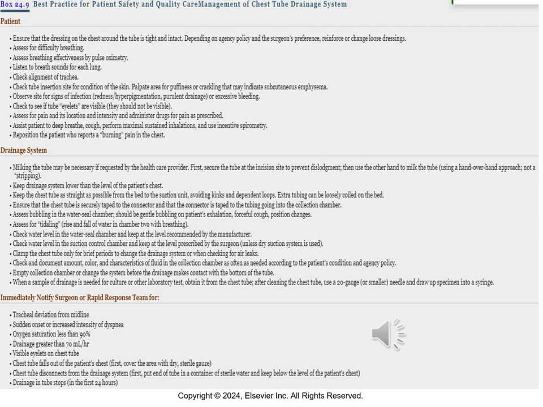Now, tracheal deviation from midline is your first box that talks about when to notify the surgeon or rapid response. That is crucial: when you're assessing breath sounds, you're assessing for any tracheal deviation, increased symptoms, desaturations, increased drainage. The first three bullets there are concerning for tension pneumothorax, and the last one being hemorrhage.